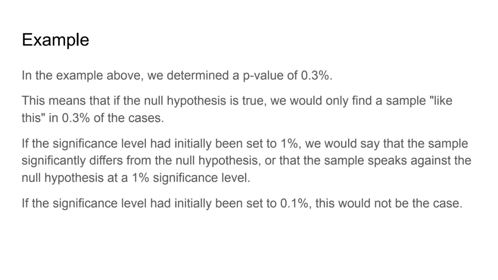So whether or not our sample significantly says something against the null hypothesis depends on two factors. First, the p-value that we calculate based on the sample that we actually find, and then the significance level that we initially set prior to starting with our research, and that we set depending on how impressive we believe our findings need to count against the null hypothesis.